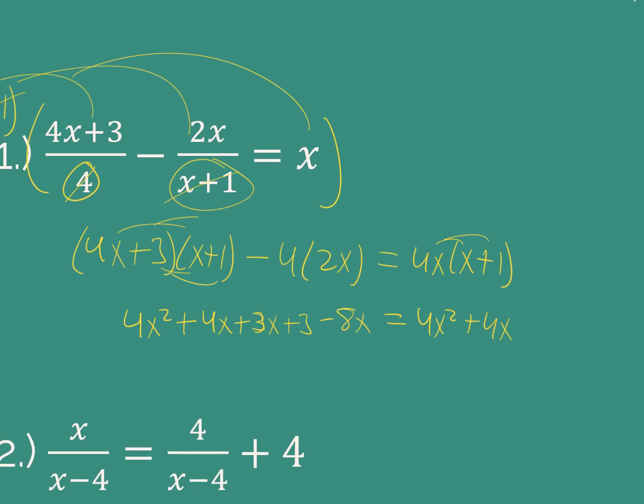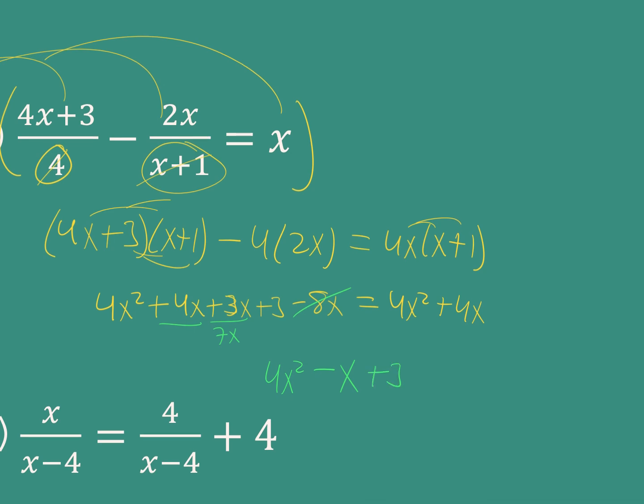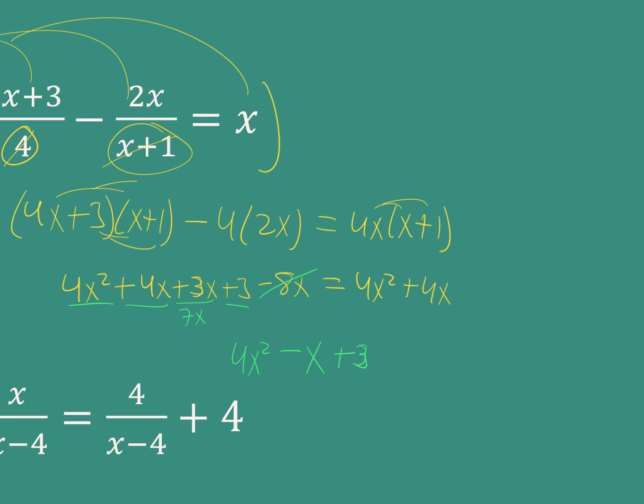All right, and now let's combine like terms. All right, so 4x and 3x is going to become a 7x. And then 7x minus 8x, right, that's going to become negative x. Right, and there's nothing with 4x squared and 3 to combine with. Right, so this 3 and this 4x squared, nothing to combine, so you just leave those alone. And then equals 4x squared plus 4x.